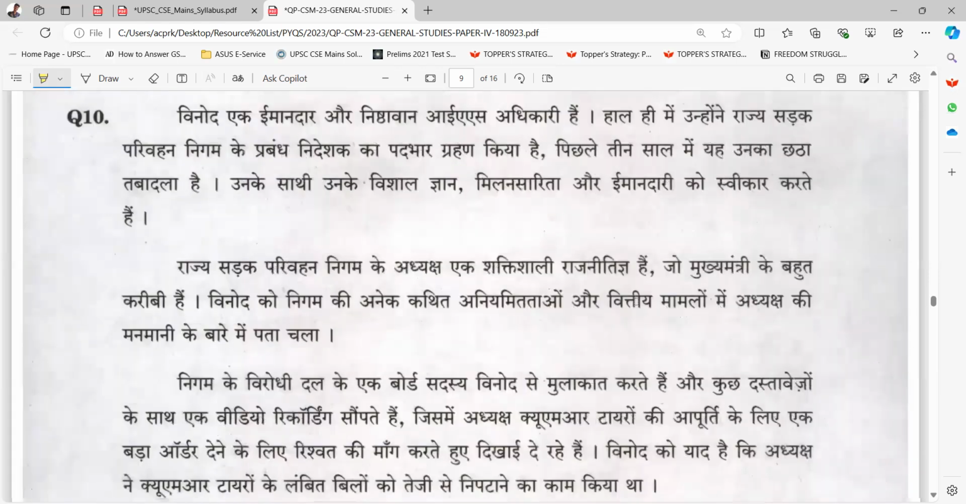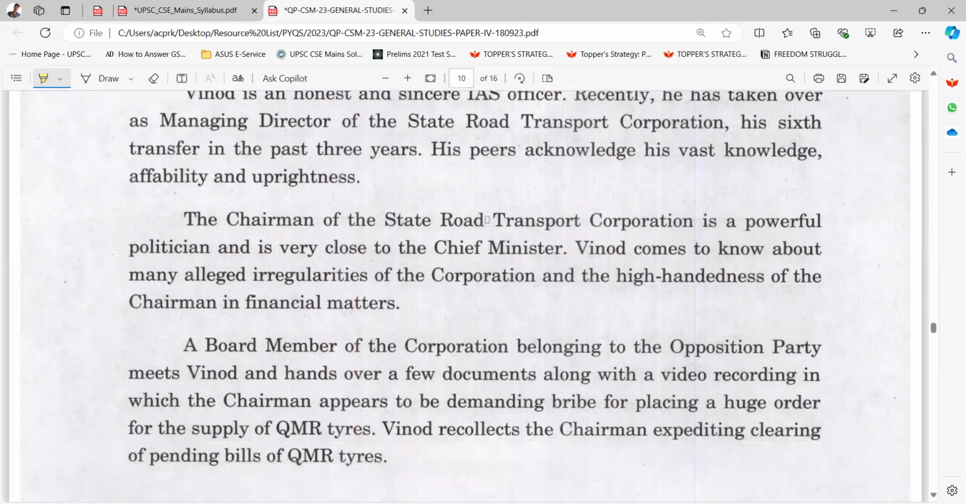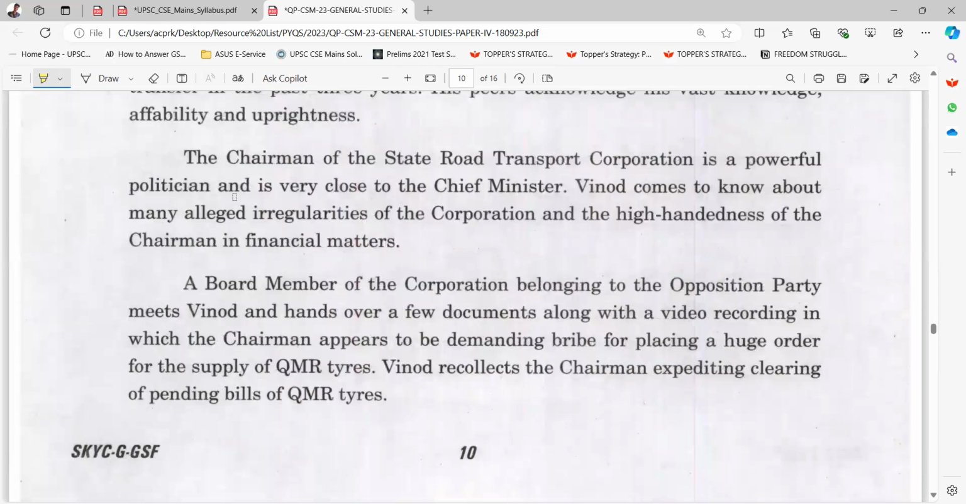Okay. Next question 10. Vinod is an honest and sincere IAS officer. Recently, he has taken over as managing director of the State Road Transport Corporation, his sixth transfer in the past 3 years. His peers acknowledge his vast knowledge, affability, and uprightness. The chairman of the State Road Transport Corporation is a powerful politician and is very close to the chief minister.